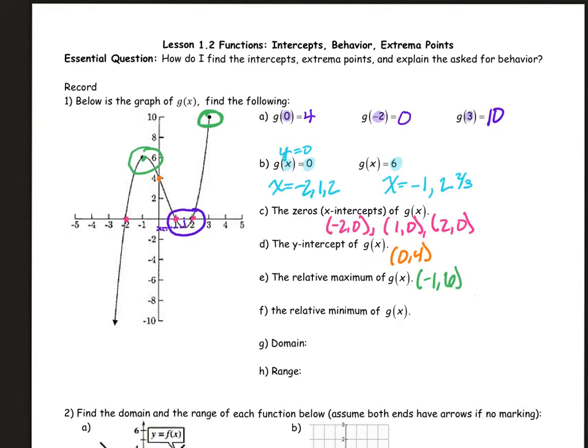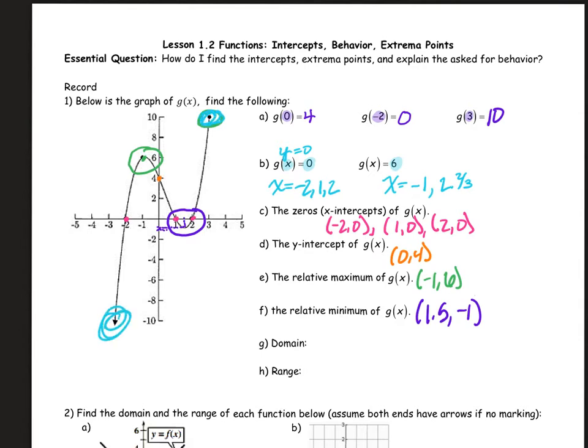So I am 1.5 and -1. Okay, awesome. Whew. My domain. So now we're going to look at my endpoints.